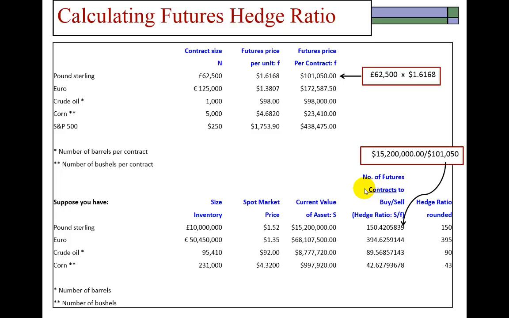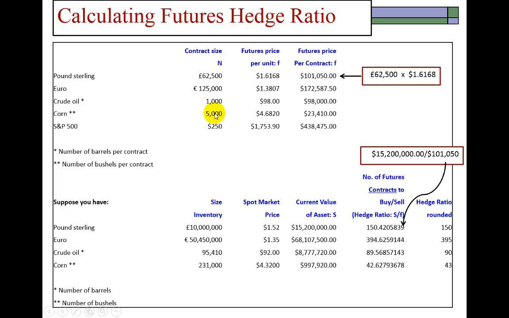So also another feature of the futures market is that contracts are standardized. For example, if you want to buy and sell pound sterling, each contract has a size of 62,500 pounds. For the euro, it's 125,000. If you want to buy and sell crude oil, these are now commodities. Crude oil, the deliverable size is 1,000 barrels. For corn, the deliverable size is 5,000 bushels.